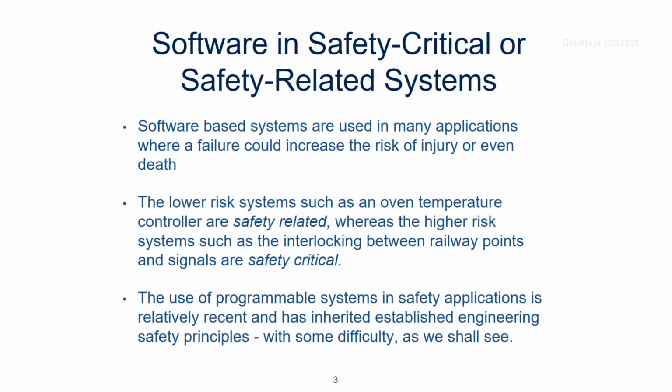Through to the really critical things, like the computers that actually control the interlocking between signals and points on the railway line to make sure that the signals don't signal that it's safe for a train to proceed when actually the points are set to divert a train into the path of another train. They're highly safety critical, of course. So we talk about safety related for the low risk, safety critical for the high risk areas. There's a lot of blurring between the two sets of terminology.